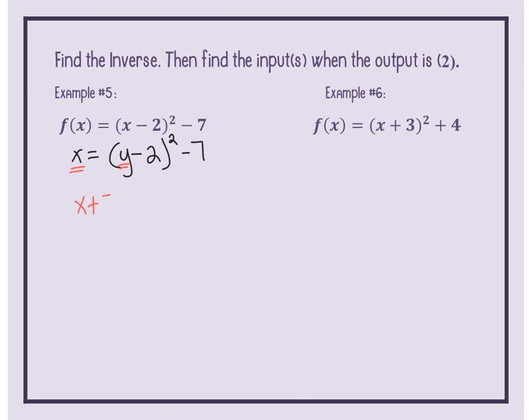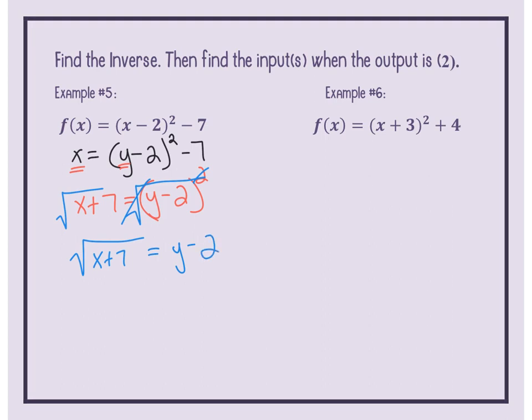So x plus 7 equals y minus 2 in parentheses squared. So I can't do plus 2 yet. I have to get rid of the squared. How do I get rid of the squared? I take the square root, because the square root and the square divide to 1. So now I have the square root of x plus 7 equals y minus 2. Now how do I move this minus 2 to the other side?